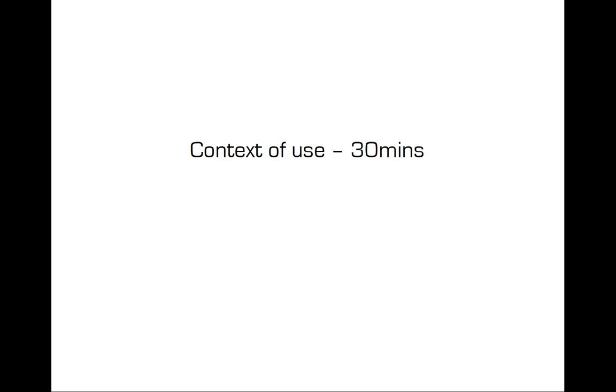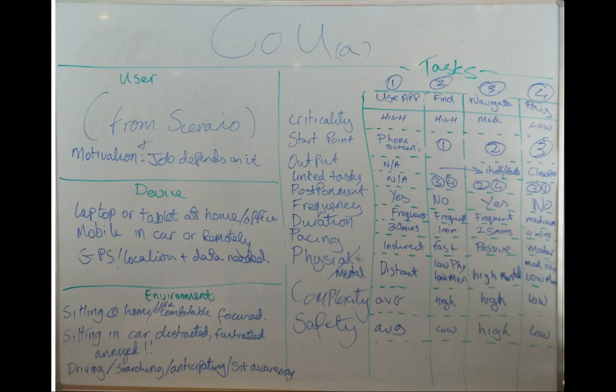After this, I do a context of use, so I have a bit of background on the problem, a bit of background on the person. Alright, how are they going to use the app? This is a structured method, and this is a very informal implementation on a whiteboard. But basically, we're looking at 4 areas: the user, the device, the environment, and the task.